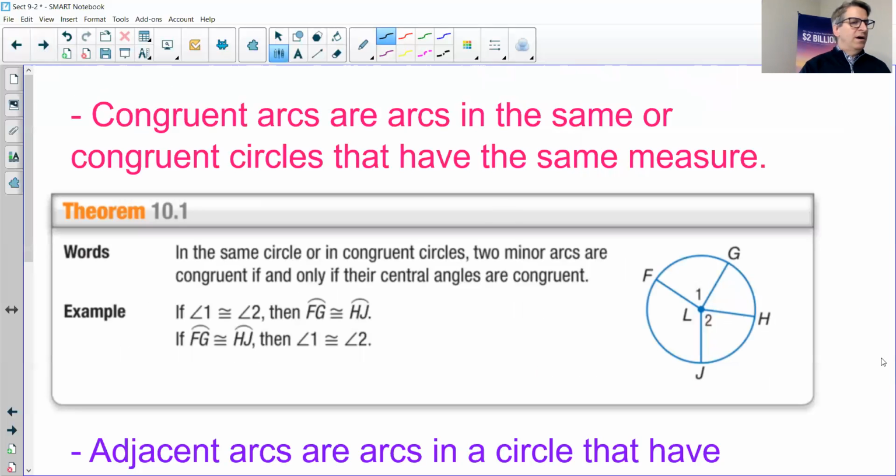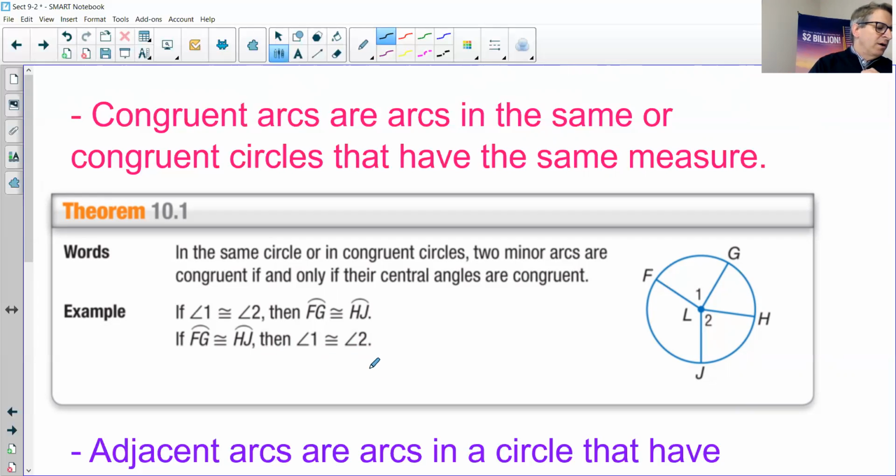All right, congruent arcs. Congruent arcs are arcs in the same or congruent circles that have the same measure. So in the same circle or in congruent circles, two minor arcs are congruent if and only if their central angles are congruent. So if angle 1 is congruent to angle 2, then arc FG is congruent to arc HJ. If arc FG is congruent to arc HJ, then angle 1 is congruent to angle 2.